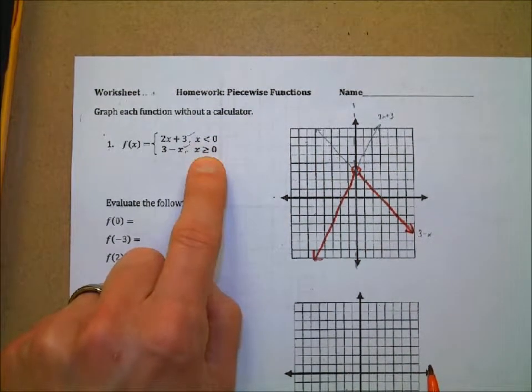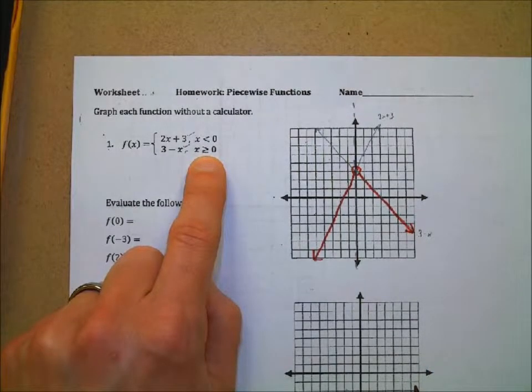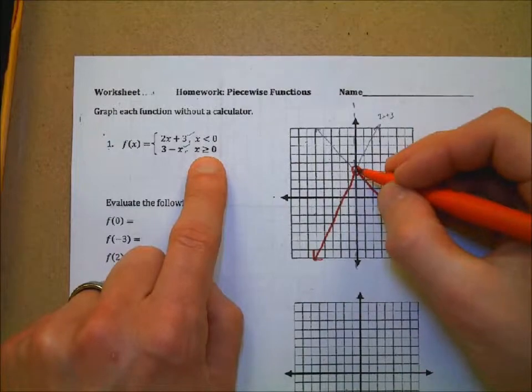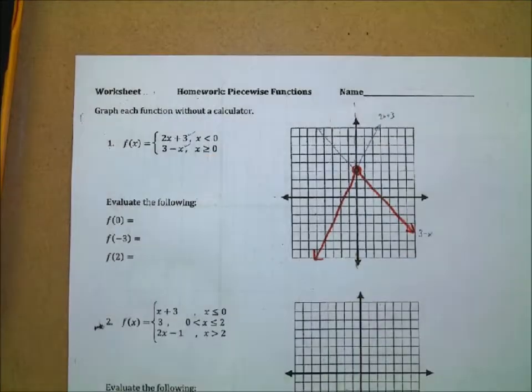Now, at 0, what kind of endpoint should I have? It's an equal to, so it should be solid or open? Solid, yeah. So we're actually going to fill in this circle here because they join up. Yep, it's a solid dot there. So they actually join up. We have a solid dot at that point. Okay. So this is a piecewise function. Another piecewise function.